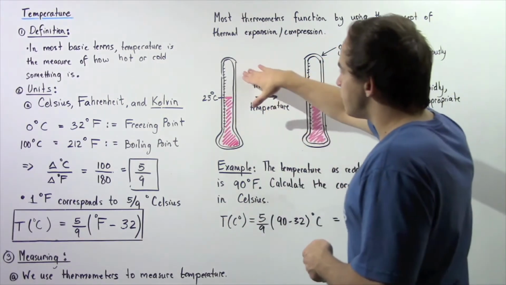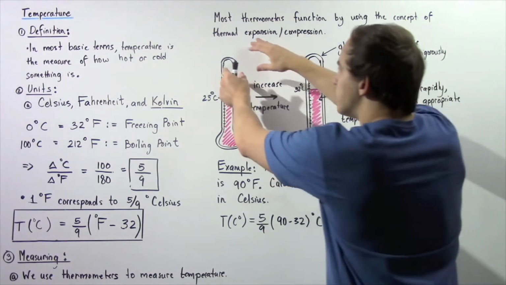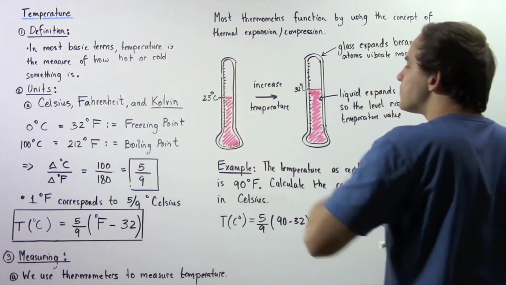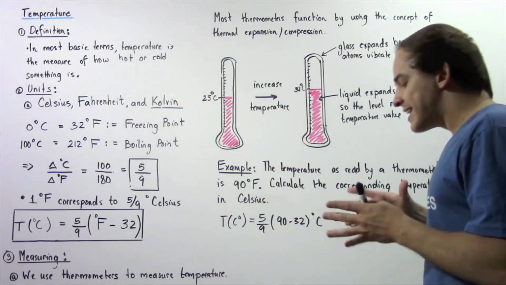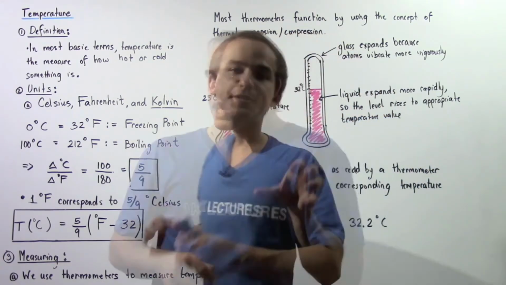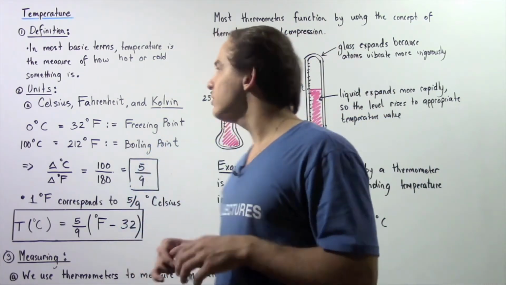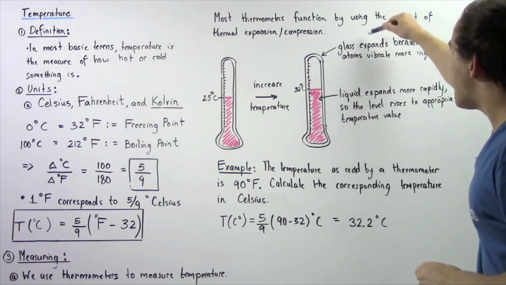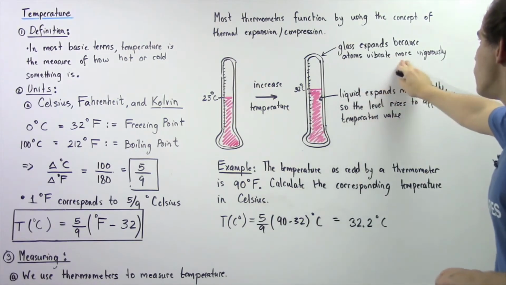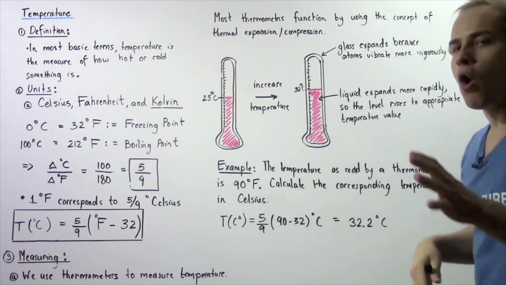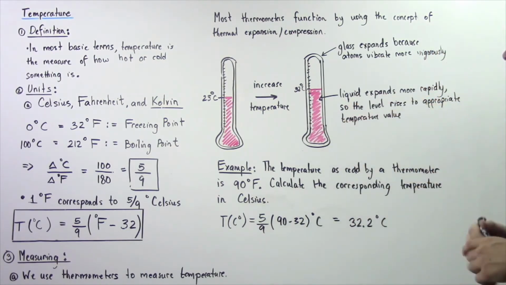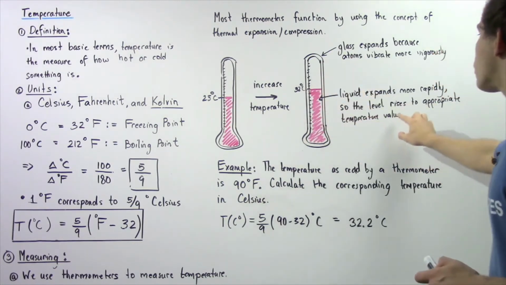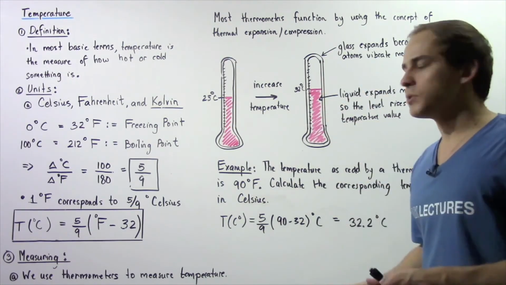For example, let's look at the following thermometer that is essentially composed of a glass tube, and inside this glass tube we have a certain fluid, let's say mercury. It is commonly known that glass expands less rapidly than liquid, and that means when our temperature increases, our glass expands because the atoms vibrate more vigorously, and the liquid also expands, but the liquid expands more rapidly than the glass. And so the level of this liquid rises to the appropriate temperature value.